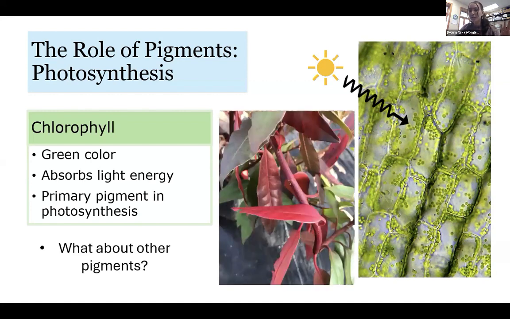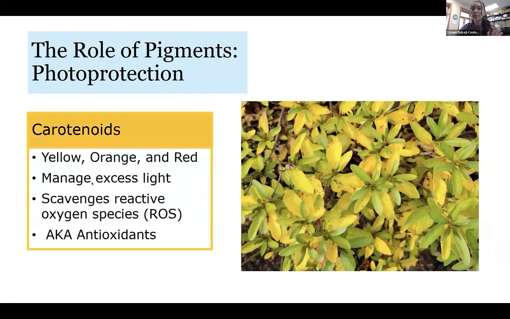But what about other pigments? We often see red colors, yellow colors, purple colors in rhododendron leaves. So particularly we looked at carotenoids. Those are responsible for the yellow, orange, and sometimes red variation in rhododendron leaves and many plants. They also are good at managing excess light, but are not directly involved in turning that into chemical energy. What they do when they manage that excess light is scavenge these harmful reactive oxygen species. In other words, you can call them an antioxidant.